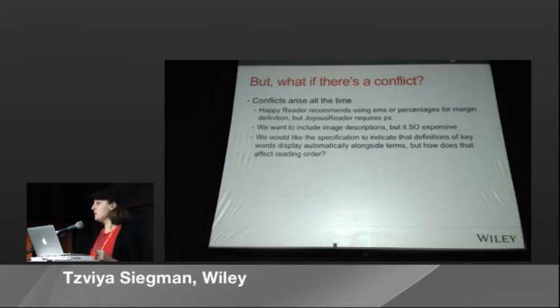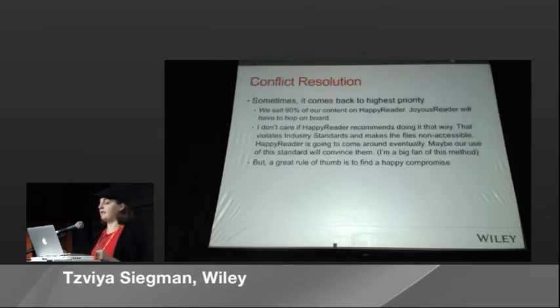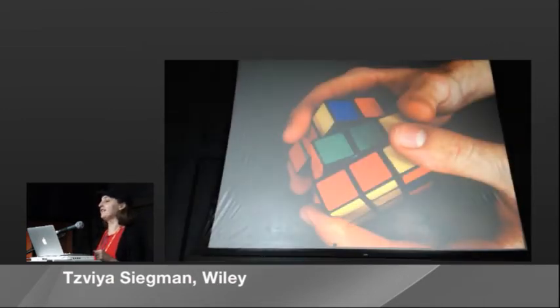I really want to include image descriptions, but it costs so much money. So once again, we're back to that initial very long list of priorities. So again, we have to come back to what the highest priority is. Sometimes it's just a matter of how many books we sell where. This next one's my favorite. I don't really care what you say. I'm going to support the industry standard. I'm a big fan of that one. Often, though, it comes down to compromise, and it comes to trying to solve a very difficult puzzle.